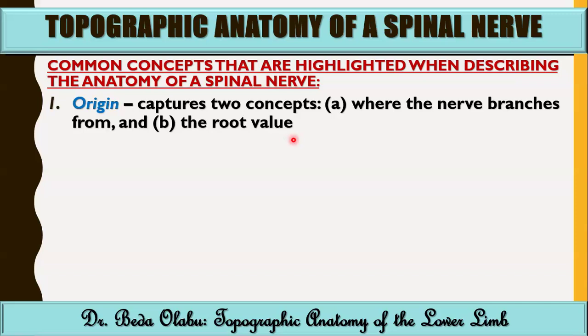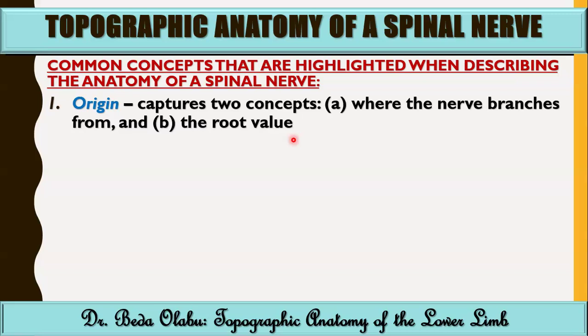The first one, of course, after knowing the name of the nerve, is where the nerve comes from. The origin of the nerve has two aspects to highlight. Where the nerve branched from. So for example, if it's a nerve arising from another parent nerve, then we name the parent nerve. If it doesn't, it's okay. You can name the plexus that it arises from. If it doesn't arise from the plexus, you can just mention the spinal cord.